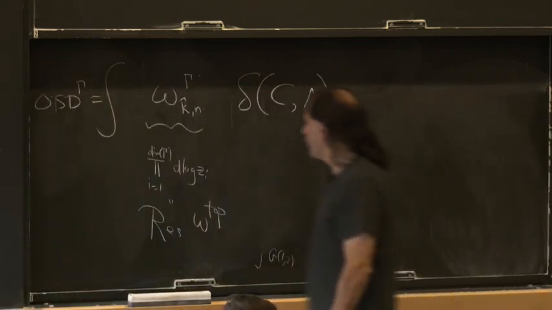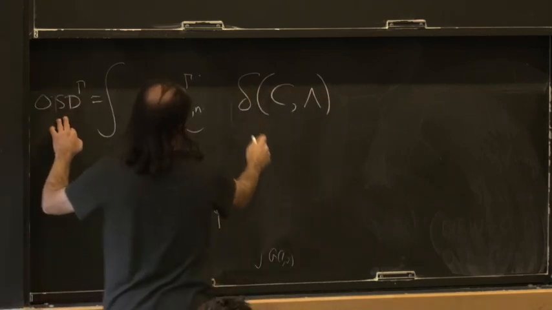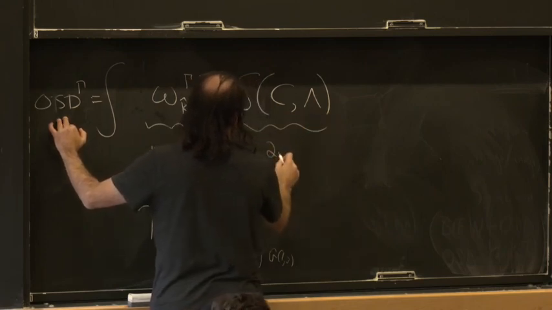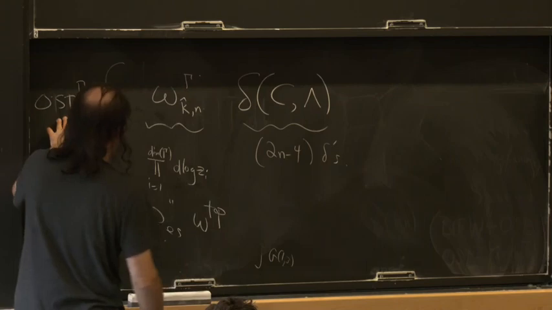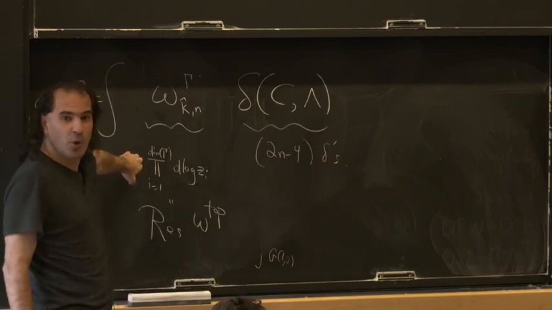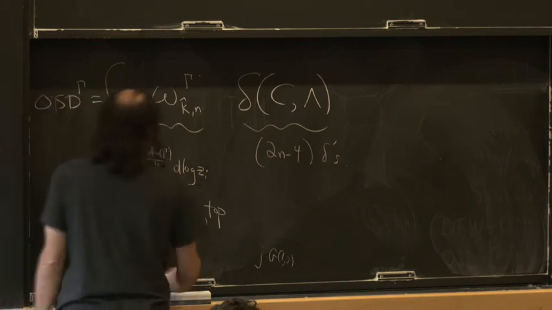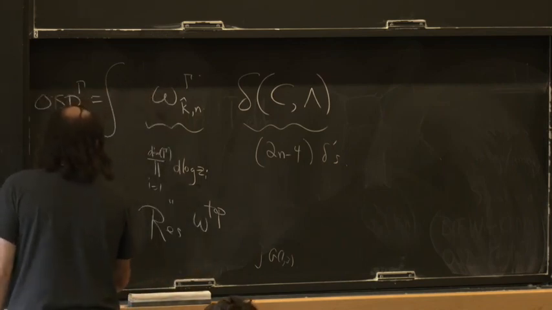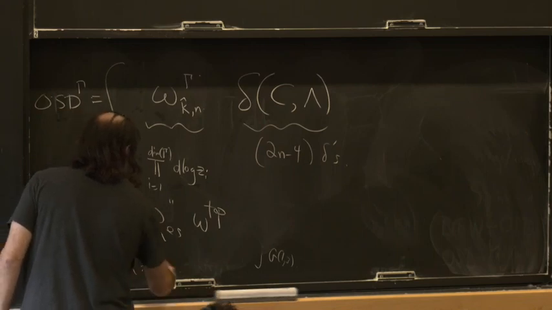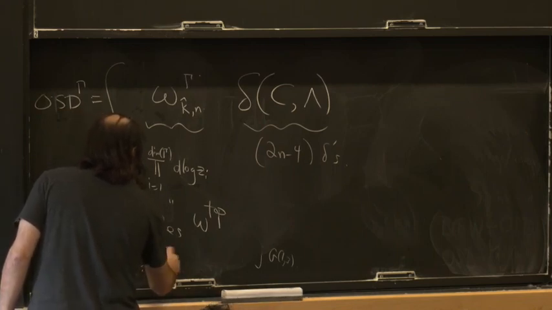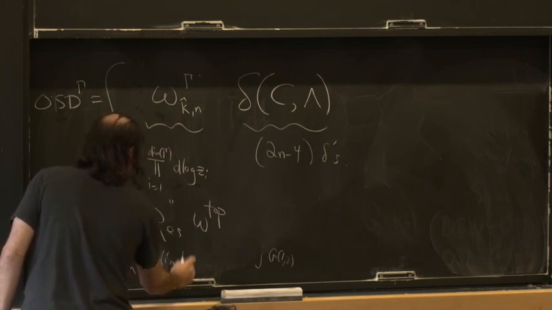If we want to get a number out of this, if we're doing this with lambdas and lambda tildes, remember there are a total of 2n minus 4 delta functions here. And so the dimensionality of the cell should be 2n minus 4 dimensional. Okay, so we have to choose some 2n minus 4 dimensional cell to get an actual function. We have to choose gamma to be dim gamma equals 2n minus 4.